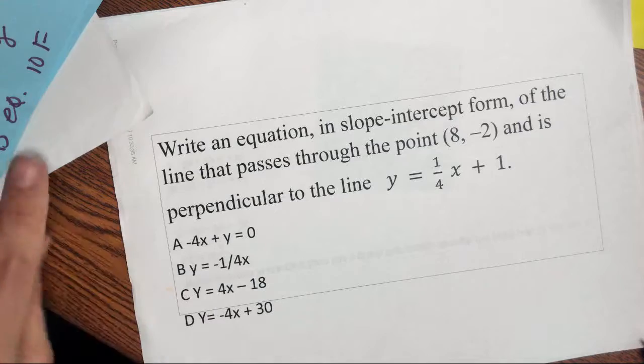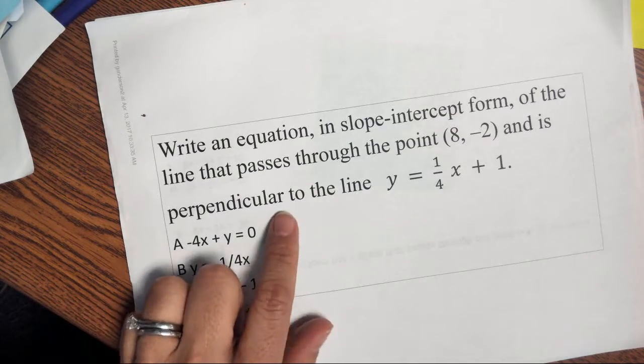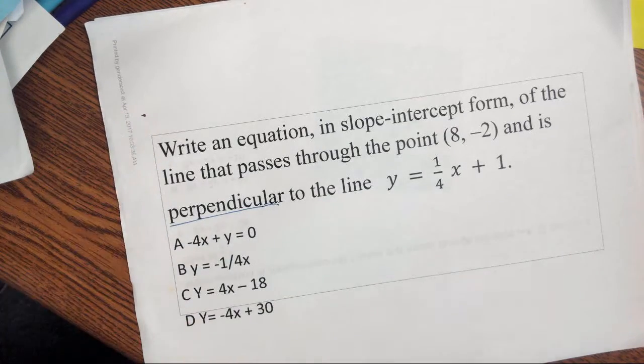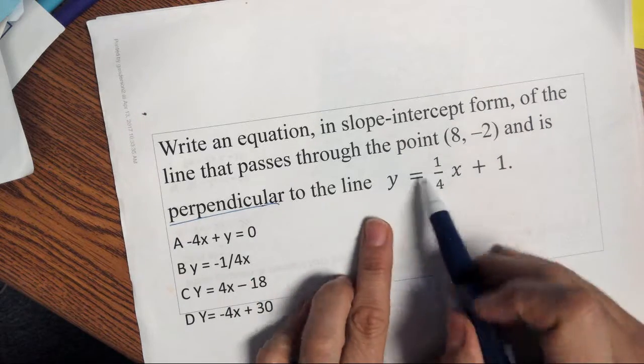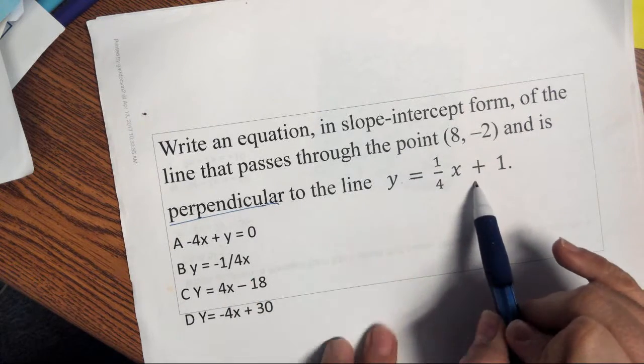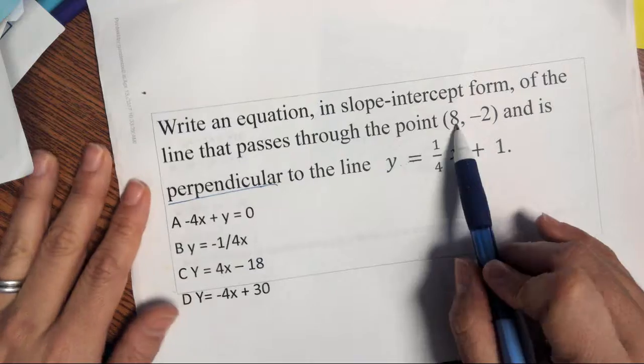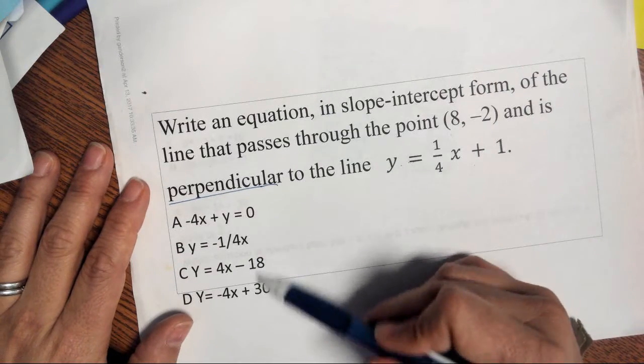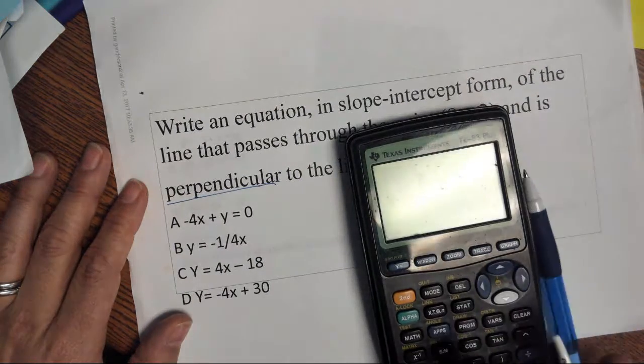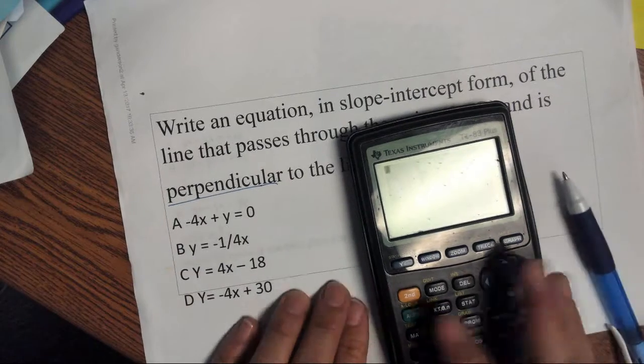Okay, this one is on parallel and perpendicular. We did a review on that. This one's talking about perpendicular, so it has to be perpendicular to this line and it has to go through this point. Three of them are already in y equals, so you can go through and check to see if they even go through that point.